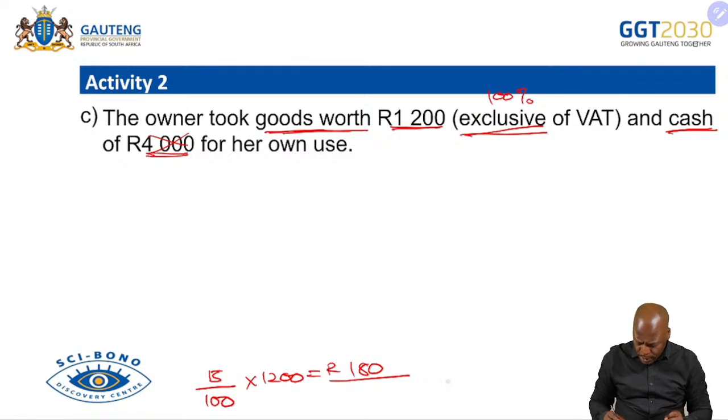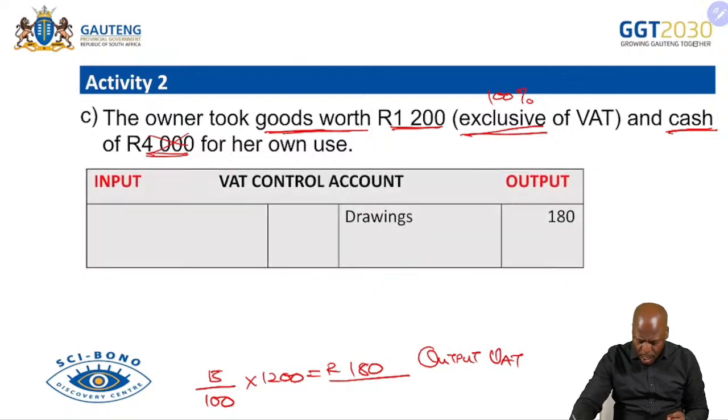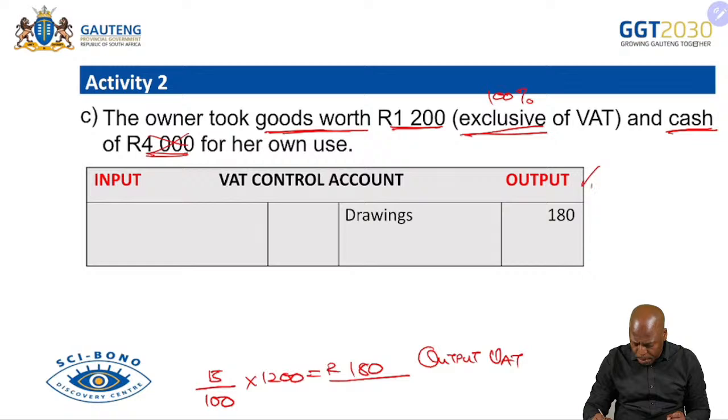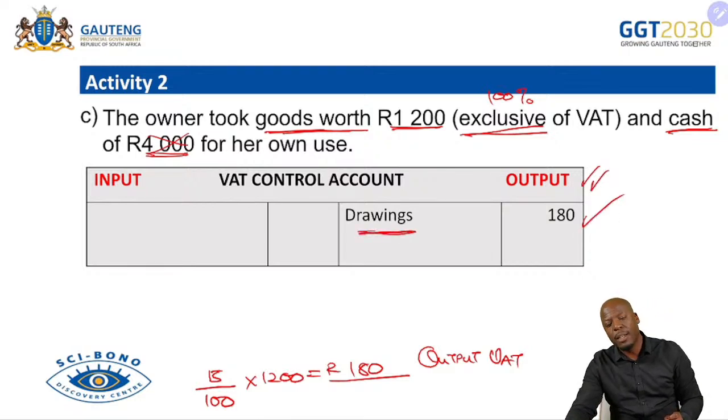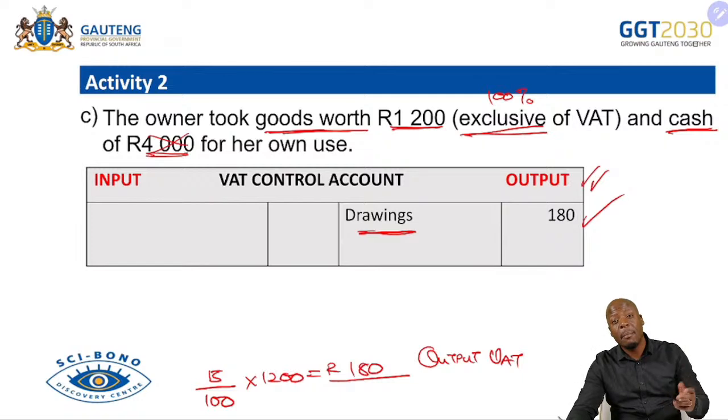Therefore, drawings would then be output VAT. Thank you. Someone was already saying, Mrs. Simbi, it is output VAT. There it is, output VAT 180. Why? Because we are dealing with drawings. Let's quickly now check my next information.